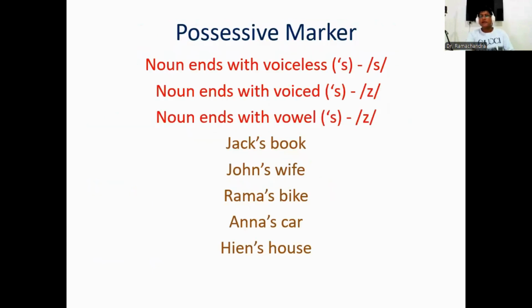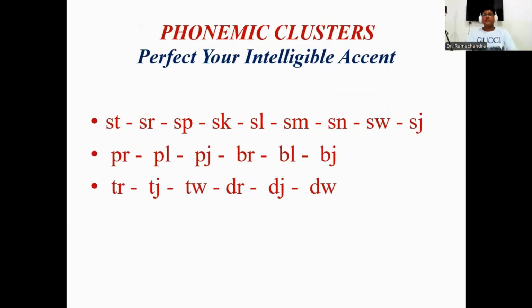These are markers. What markers? Past tense marker, plural marker, third person singular marker, and possessive marker. Okay, this is the class. Today we finished segmental features of phonetics. We're going to look at very important and difficult aspects of suprasegmental features like stress, rhythm, intonation, and many more.